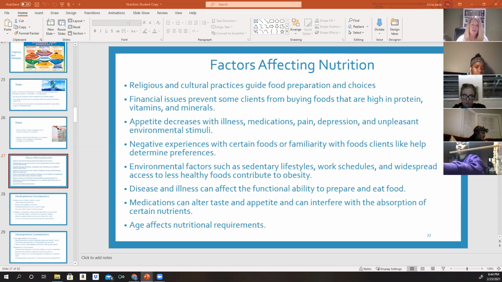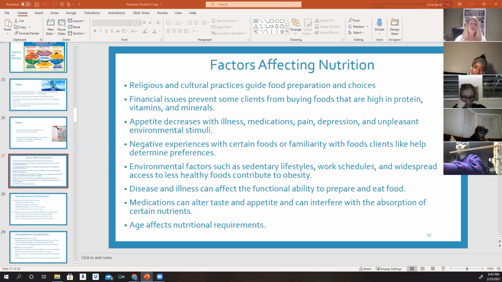There's always financial issues. Limited funds prevent some clients from buying foods that are higher in protein, vitamins, and minerals because they tend to be more expensive. Appetites decrease when patients are sick, and certain medications that they take can decrease their appetite. When patients are in pain, they don't have much of an appetite. If they're depressed, that affects their appetite. And any unpleasant environmental stimuli can affect a patient's appetite.